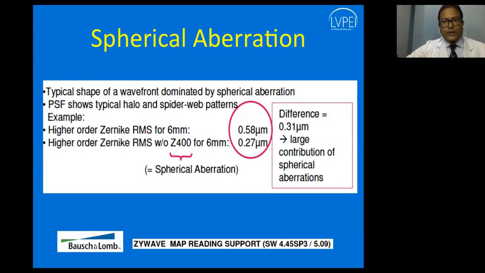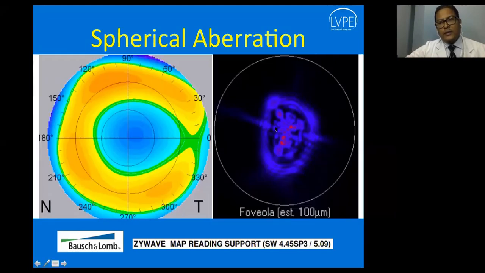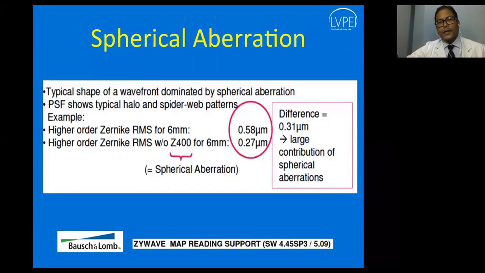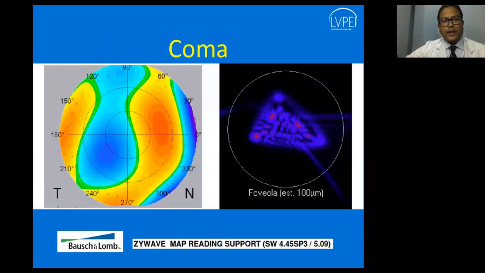So whenever you see an aberration map and you see a point spread function, if it is circular or like a halo having a spiderweb kind of appearance, you can understand that this kind of aberration is dominated by spherical aberration compared to the other aberrations. And if there is coma, then the coma, as the name suggests, would have a comet-like appearance, and there will be one apex and a base, as seen by this Foveola test over here.